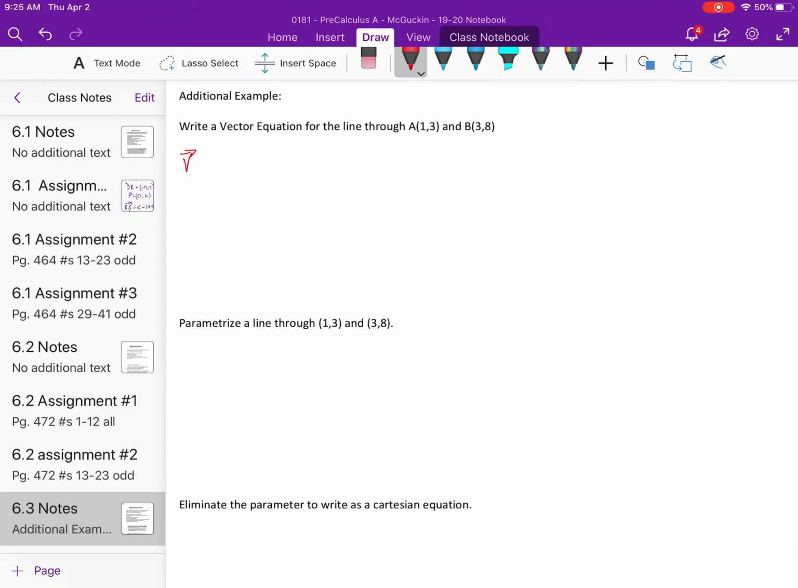We're going to be looking for the position of this vector, and then the direction of the vector as well. So when we are writing a vector equation, we are looking for the position vector. Remember, the position vector is at that standard position at the origin. Then we're going to add the direction vector to that. From the first point, it will tell you the direction to get to the second point.